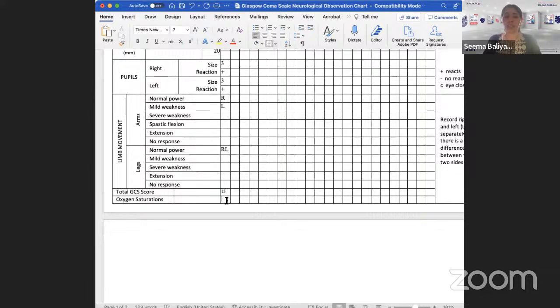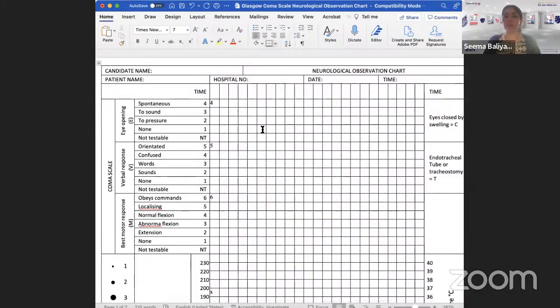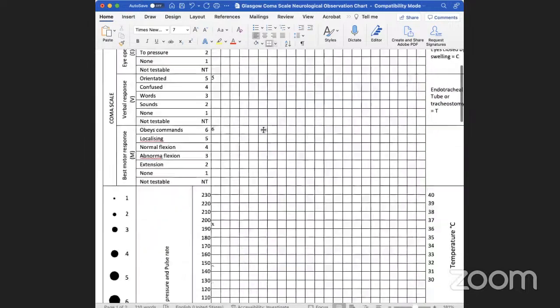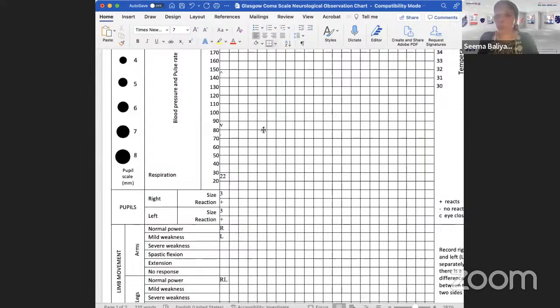And the last thing is that you are going to write your oxygen saturations. And that is going to complete your GCS chart. The rest of the information is going to be the same, you are just going to take the history as we took in the NEWS one.